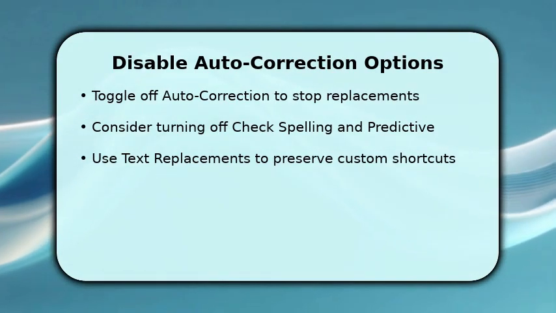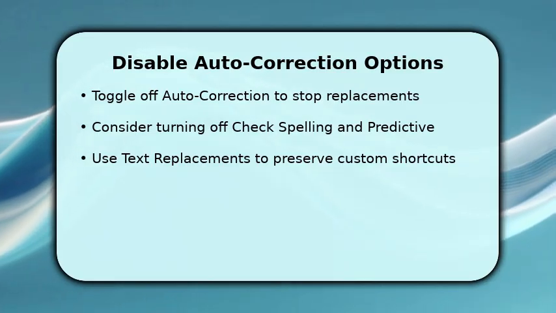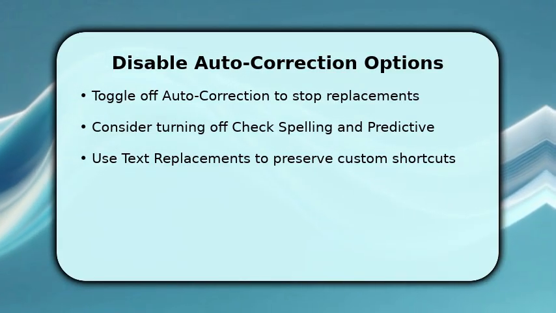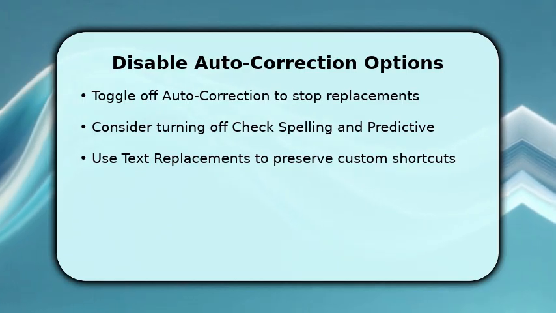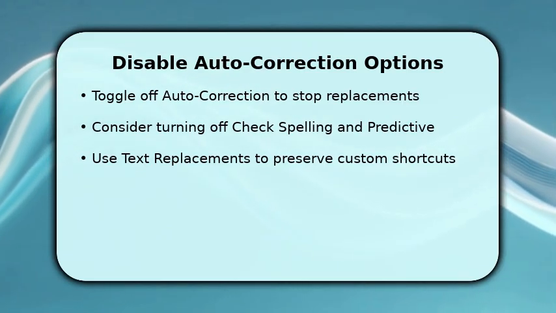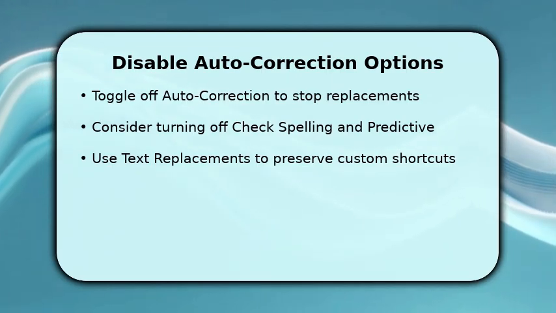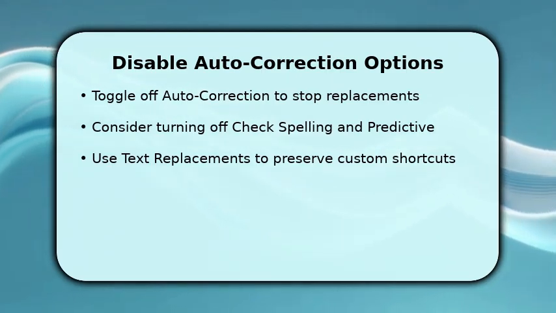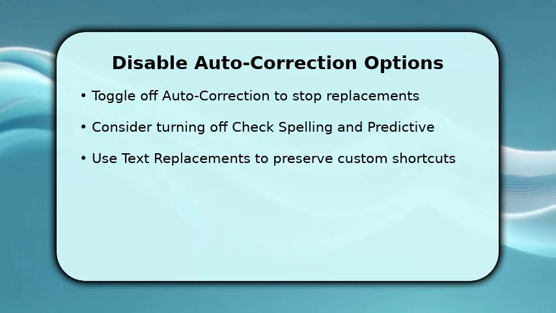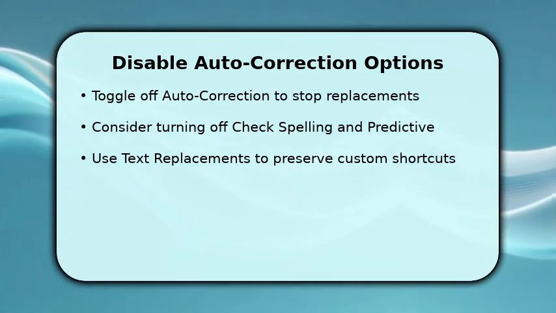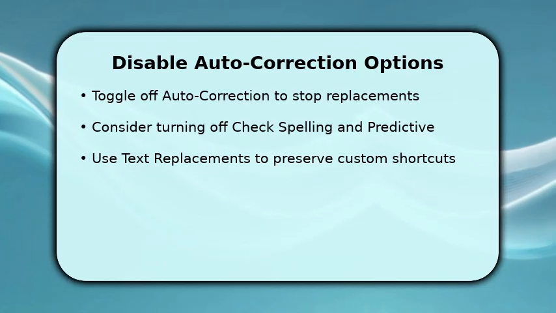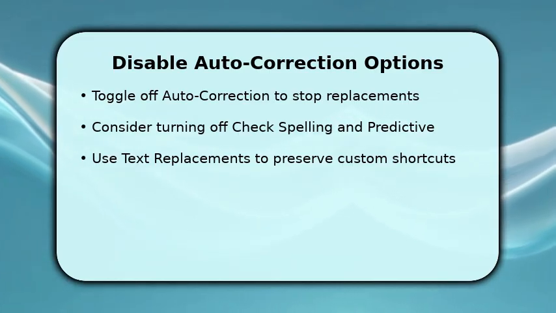While you're here, consider disabling check spelling and predictive text if you want minimal interference. If you rely on certain shortcuts, keep or add text replacements so your custom entries remain. This preserves convenience without unwanted corrections. Once done, these settings immediately change typing behavior across apps, so you'll see the difference as soon as you type.